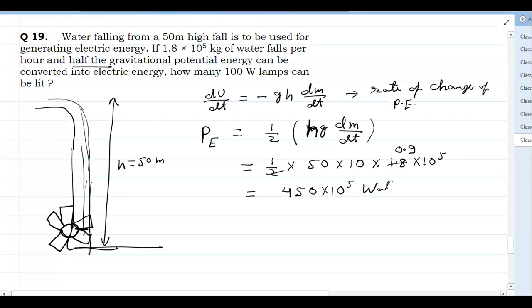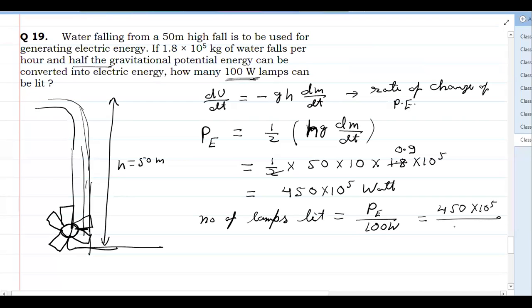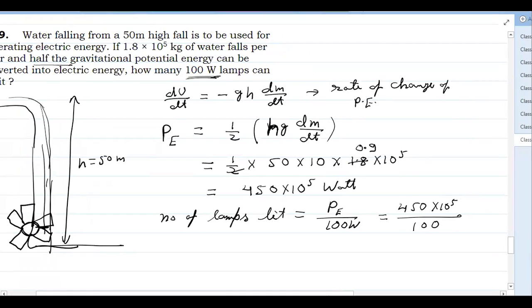And how many 100-watt lamps can be lit? One lamp has 100 watt. So the number of lamps lit will be how much? The power generated divided by 100 watt, because one bulb takes 100-watt power. So 450 × 10^5 divided by 100. Okay, so how much are we going to get?